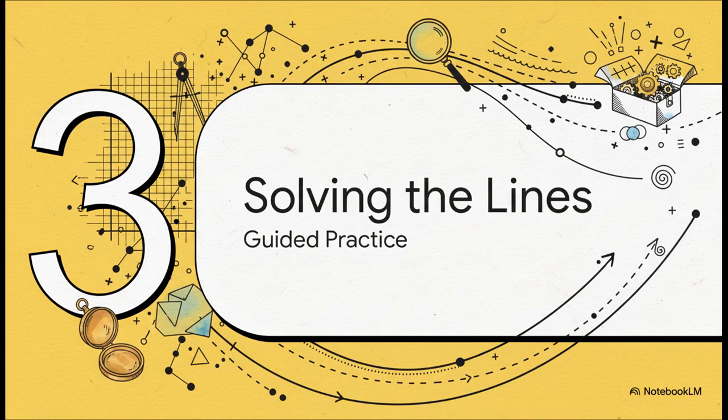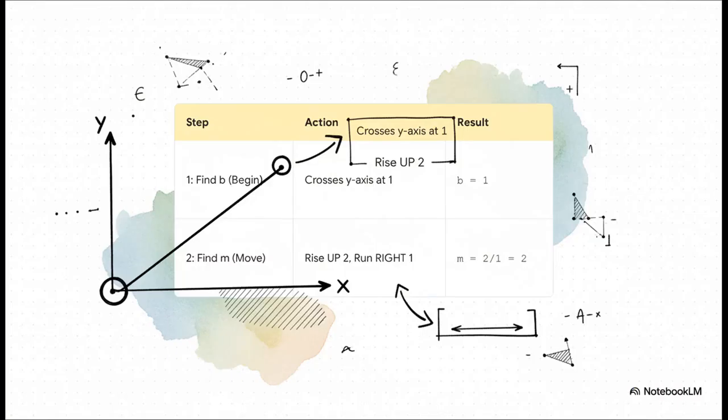Okay, now that we have our toolkit, it is time to put it to the test. Let's get our hands dirty and solve 3 different lines together. Each one's got its own little quirk, so it'll be great practice for our new code-breaking skills. Let's take a look at our first example. Step 1, find b. You can see the line crosses the y-axis right here, at positive 1. So boom, b equals 1.